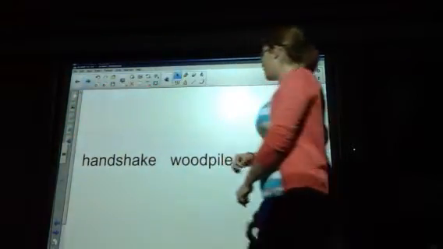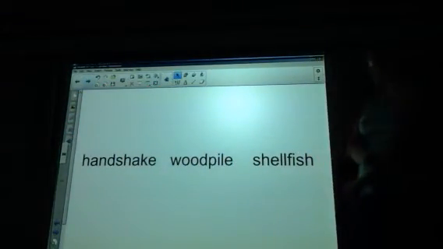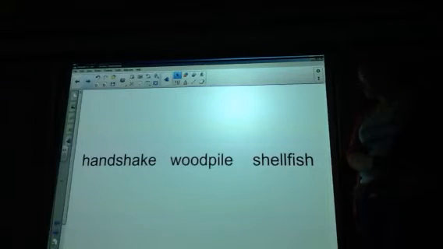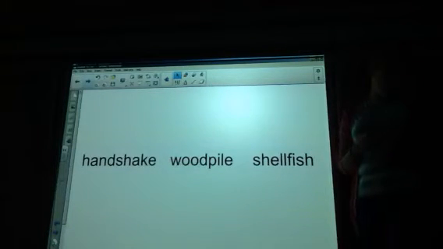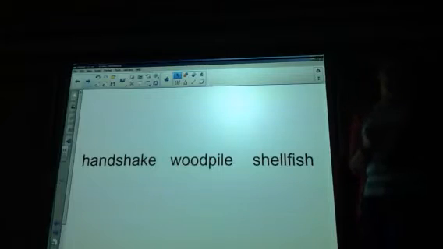Handshake. Woodpile. What do they all have in common? A sneaky E. No. They're all compound words. They're all made up of two words that come together to form one word.